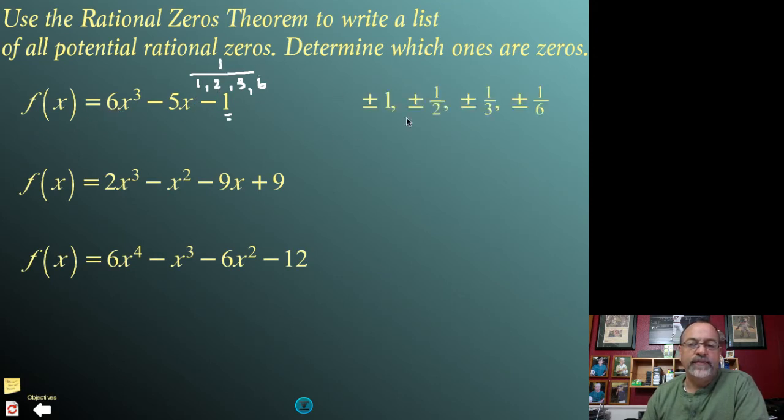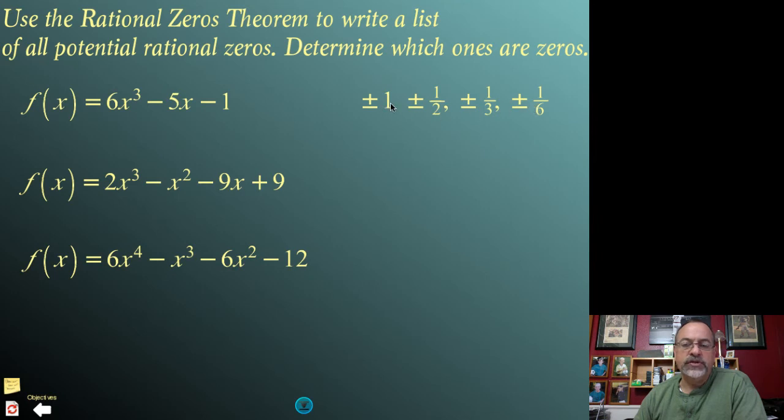So my list here would be plus or minus 1, that's 1 over 1, plus or minus 1/2, plus or minus 1/3, and plus or minus 1/6. All right, so there's my list. Now what does this list represent? Let's talk about that real quickly. What this list represents is this: if this polynomial has any zeros that are rational, so if this polynomial function crosses or touches the x-axis at a rational number, it must be in this list.